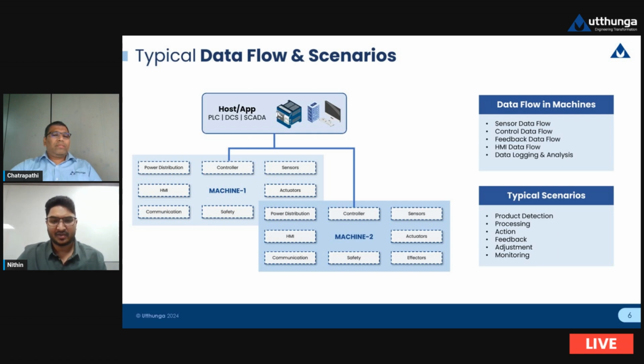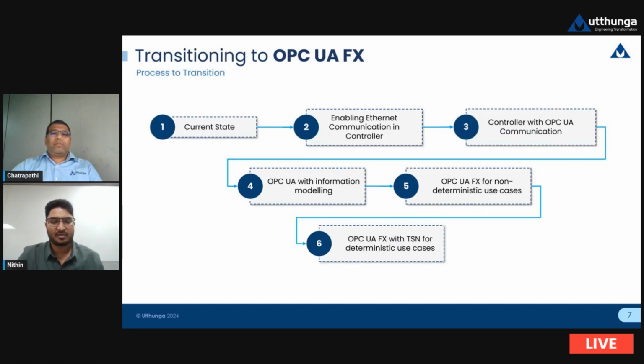Great, perfect. I think now that we know the different aspects of the scenarios, the use cases and the data flows in a typical machine between these blocks that you mentioned, it's the right time to get into the crux of what we wanted to talk about today: what it takes to transition towards OPC UA FX. What do machine OEMs have to consider? What does that journey look like? If you can give us a little more of a breakdown of how that transition happens, then we can understand the details of that.